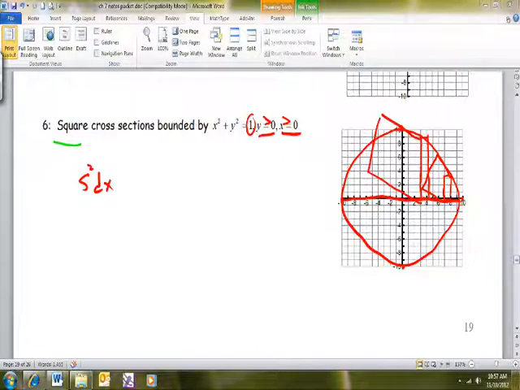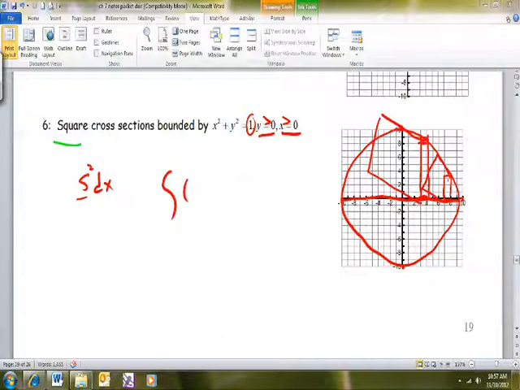Now the good news is if you can't envision it, well, that's fine. We can still come up with the area. So this is our side squared. Well, our side is the whole side here, right? It's the top of our rectangle minus the bottom of our rectangle. So we're going to integrate this.